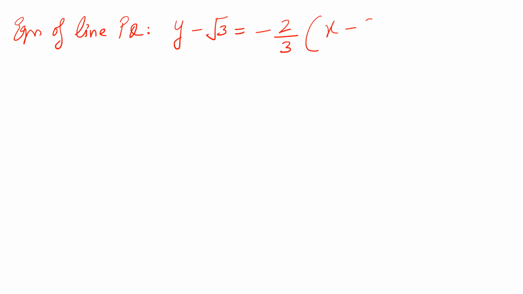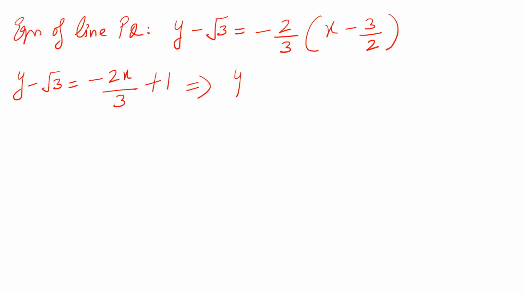Now students, equation of line PQ is y minus root 3 equal to minus 2 upon 3 into inside the bracket x minus 3 upon 2. Now this can further be written as y minus root 3 equal to minus 2x upon 3 plus 1. This can further be written as y plus 2x upon 3 equal to root 3 plus 1.